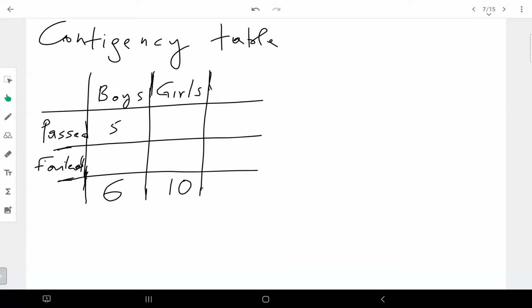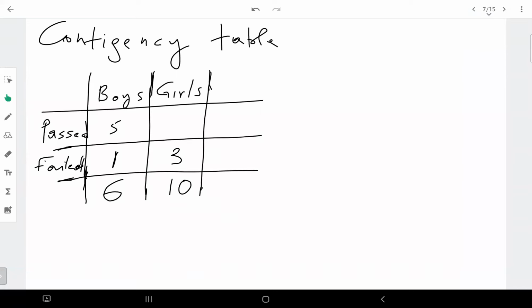Yep, 1. That will be 1. And then let's say we are told that out of the 10 girls that are in your class, 3 of them failed the test. How many girls passed the test? 7. Yep, 7. So how did you get to 7? I like the thinking process, not the answer.